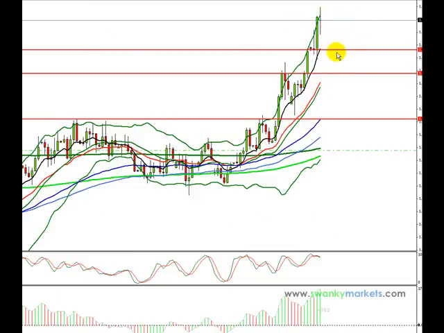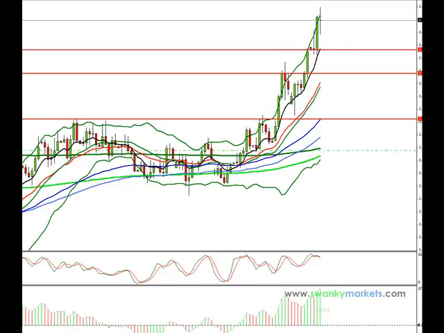So what do we want? We want to pull back to 1322. That's what I want. If that gives way, 1177 is your next level. But watch the euro dollar, and don't place an order and walk away. You've got to watch these markets at the moment.